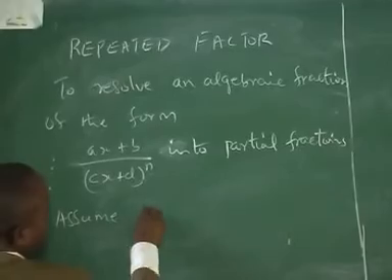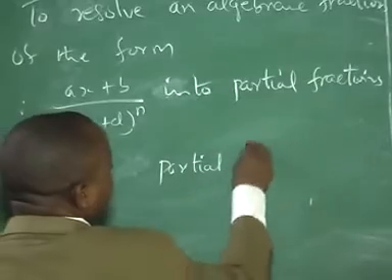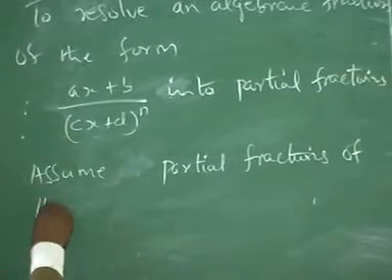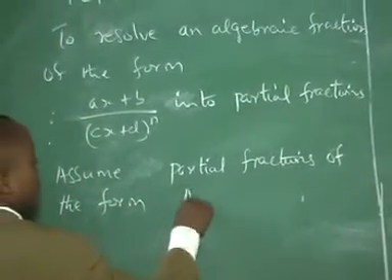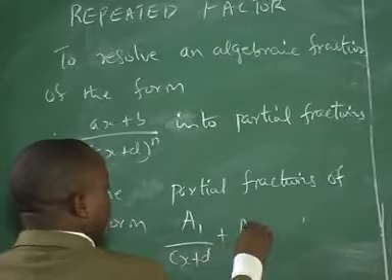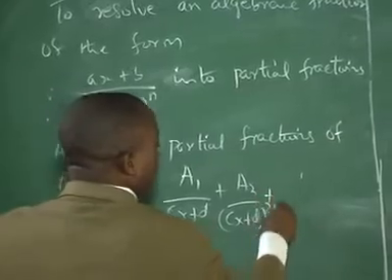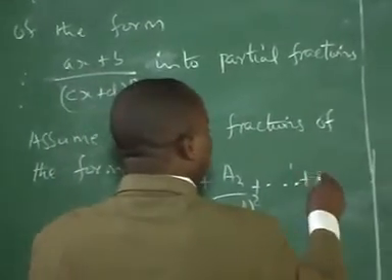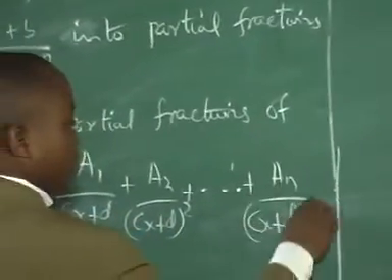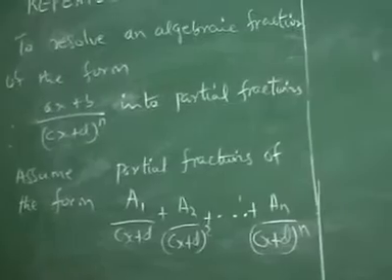We will assume partial fractions of the form a1 all over cx plus d plus a2 all over cx plus d squared plus, we will go like that till we have an all over cx plus d raised to the power n. This is the generalization. You assume a partial fraction of this form.